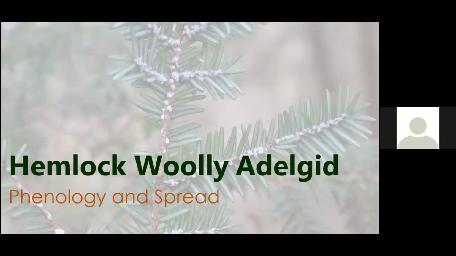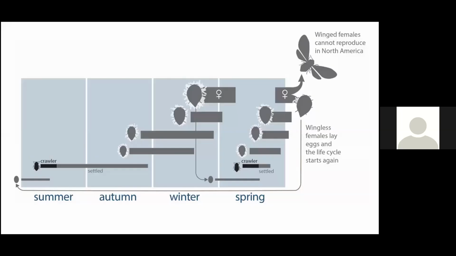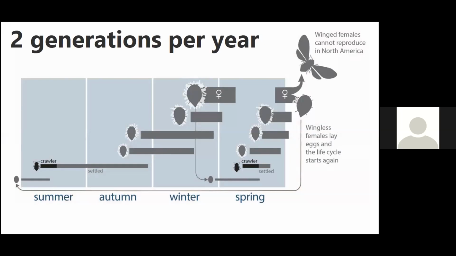Anything else? Okay, cool. With that, I'm going to talk a little bit about the life cycle and the spread of HWA. HWA does have a pretty complicated life cycle. In its native range, it even has a winged generation that we don't see here in North America. But the main point that I want to take away from this slide is that there are 2 generations of HWA per year.